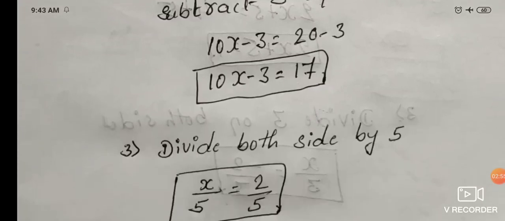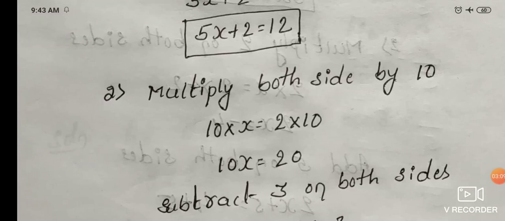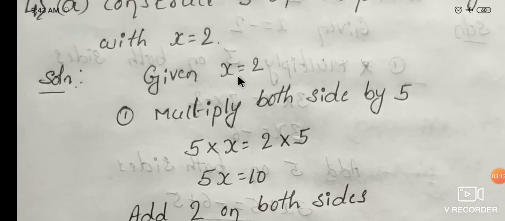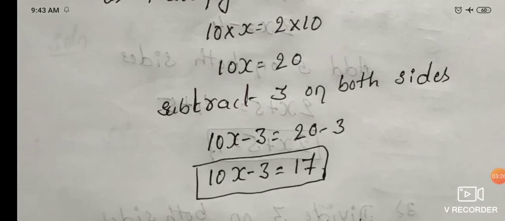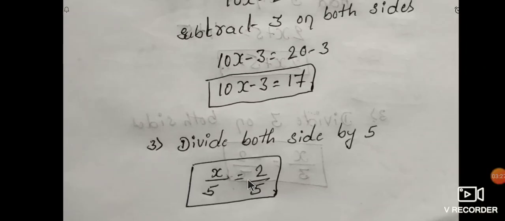And also the third equation. Divide both sides by 5. Then the equation x is equal to 2 becomes x by 5 is equal to 2 by 5. These are the 3 equations we constructed by using the condition x is equal to 2. Look, this is the first equation, and this is the second equation, and this is the third equation. Next question.